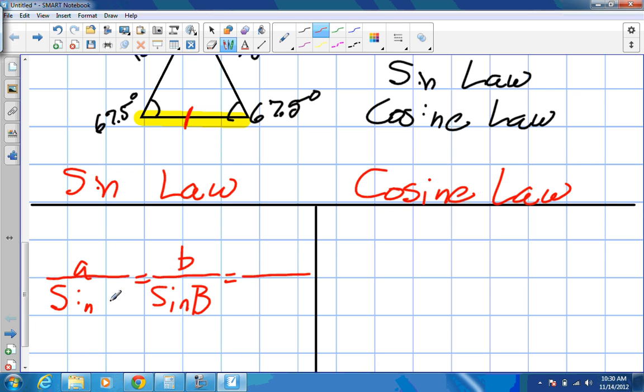Andrew could have set it up with the angles on top, but he chose to put them on the bottom because we're looking for a side. Whatever our unknown is, it's usually easiest if we have that on the top of the ratio or the fraction. Okay? And our cosine law.